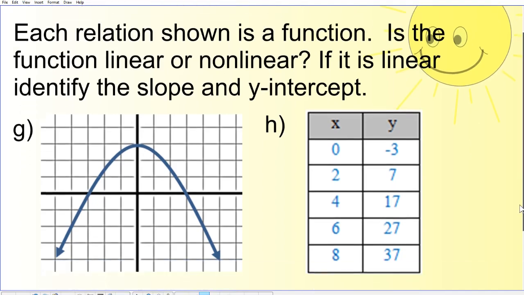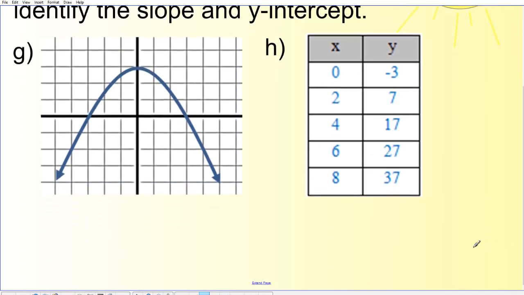These two are for you to try. This is letters G and letter H. So if you could please pause the video now, try these two on your own. When you are ready to continue, hit play and we will go through them together.